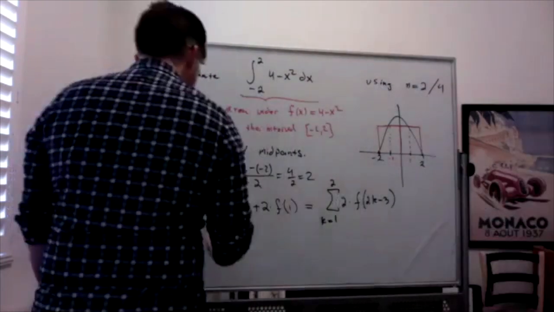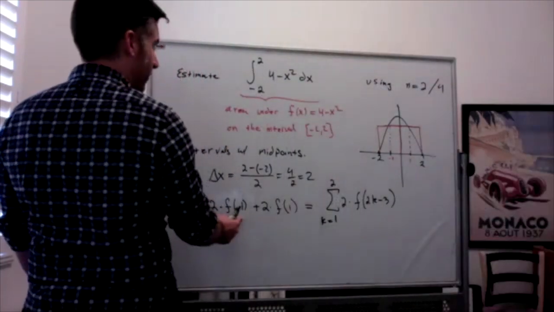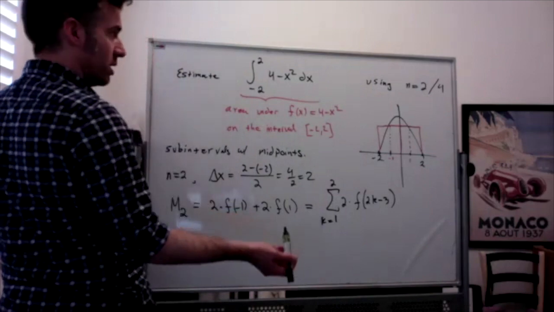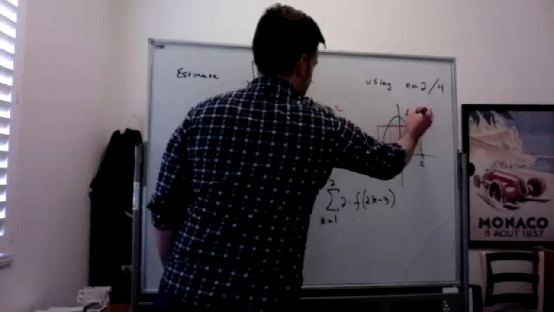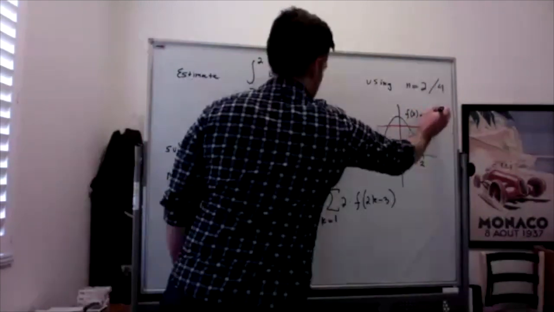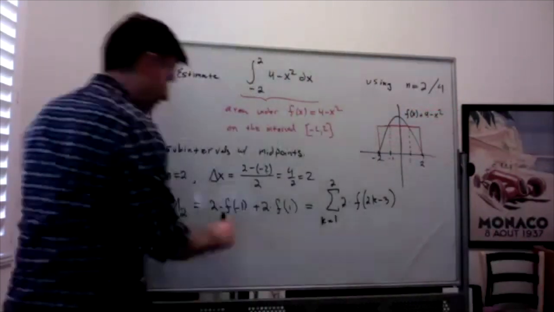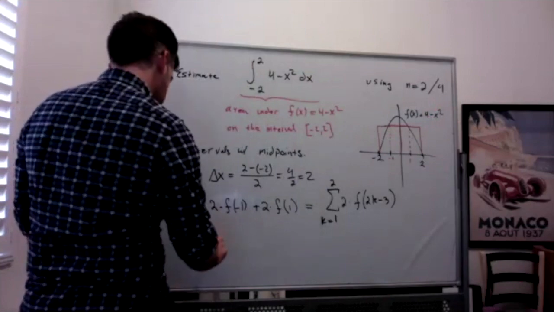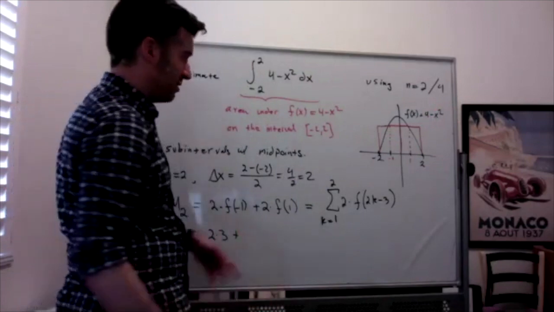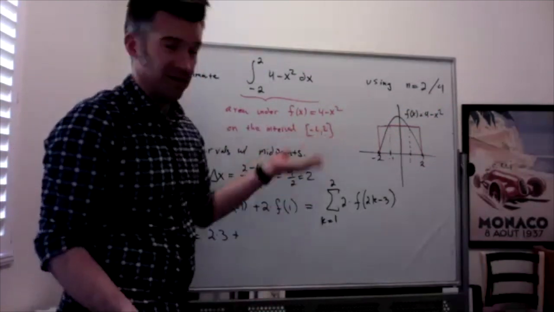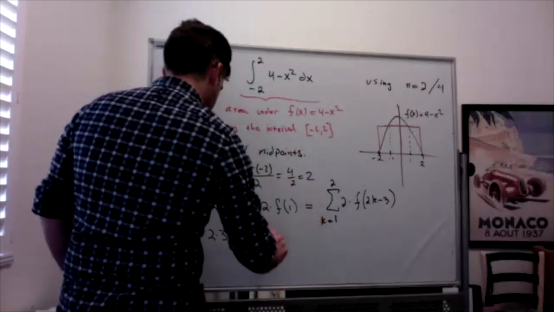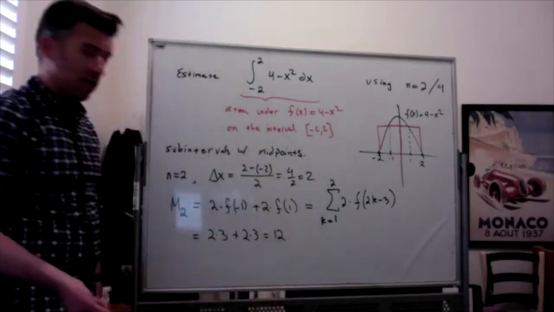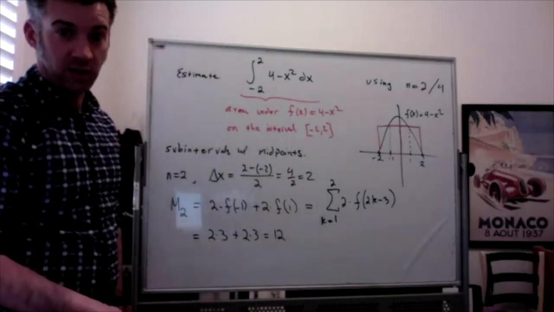So let's see, f of -1. I didn't actually write down the function. The function is this function here, f of x, which is 4 minus x squared. f of -1 is going to be 3. And not surprisingly, f of 1 is also going to be 3. It looks like those rectangles have the same area. They do. That's going to be 12. So our estimate using 2 rectangles is going to be 12.